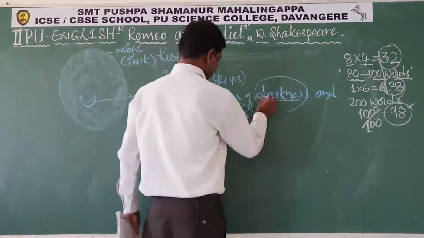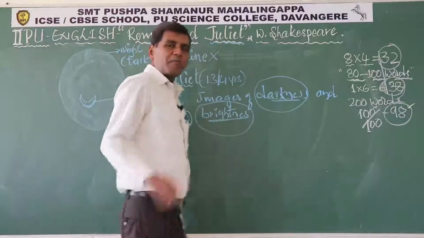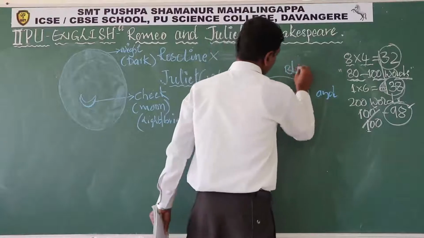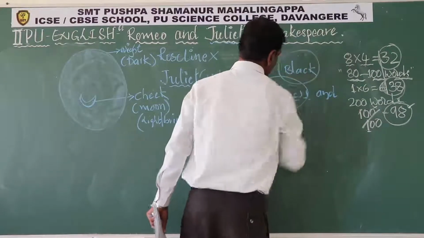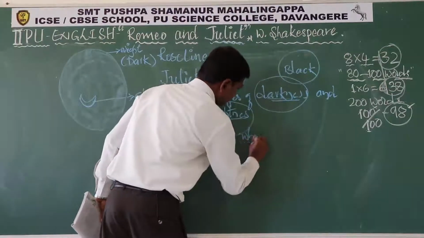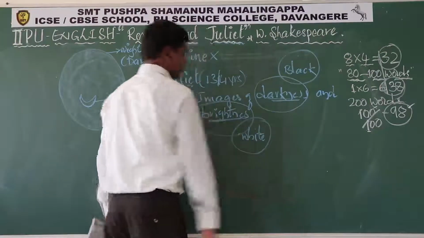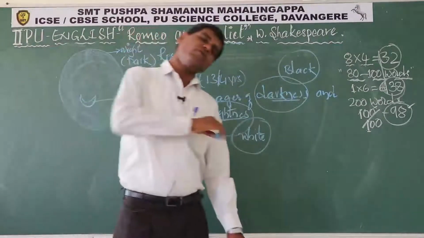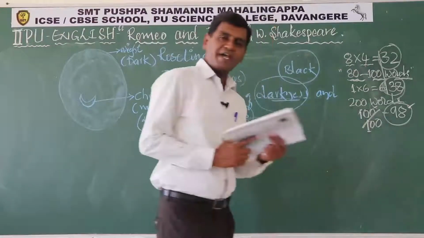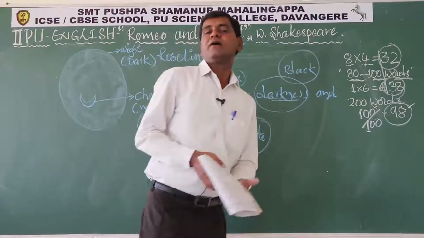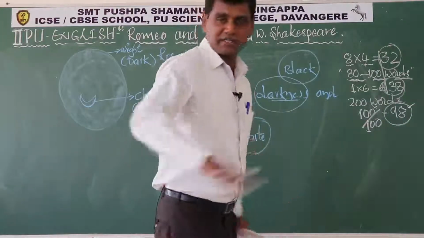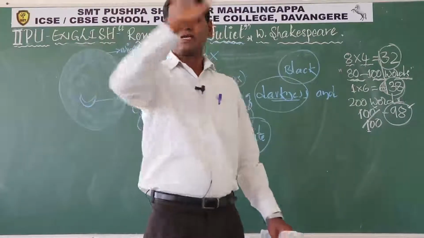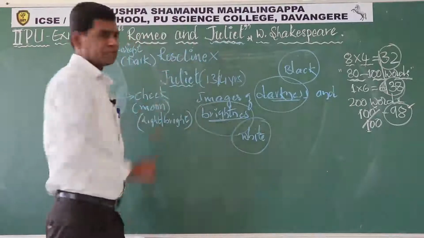So, dark and bright, black and white. For your understanding, black, and the brightness usually will be white here. So these symbols were used throughout the play to compare one or the other quality of a person or any situation or a climate or a day or a thing, whether it is living or non-living, by William Shakespeare.